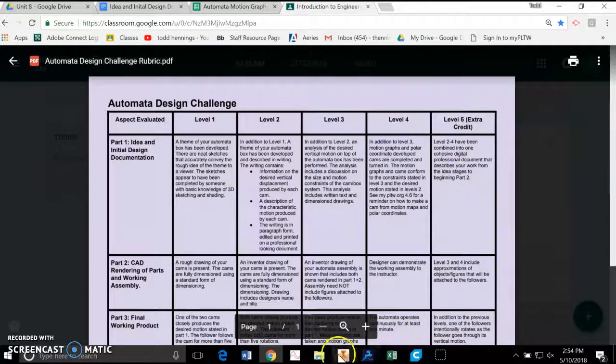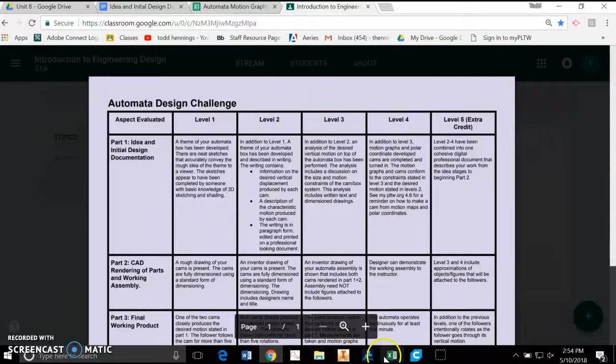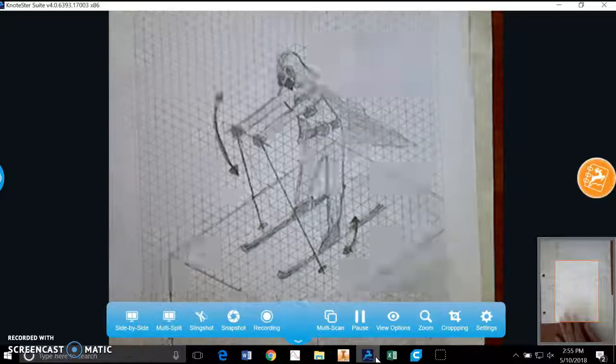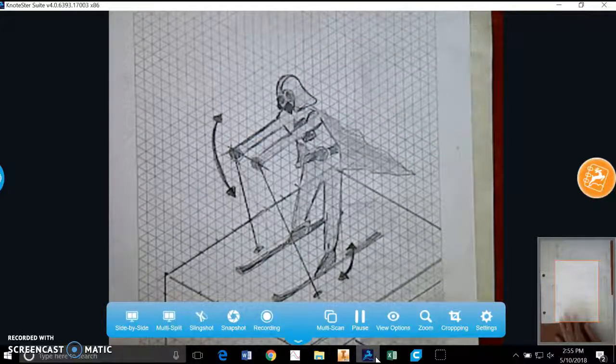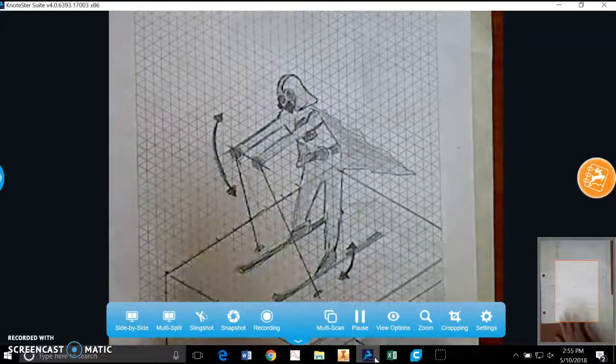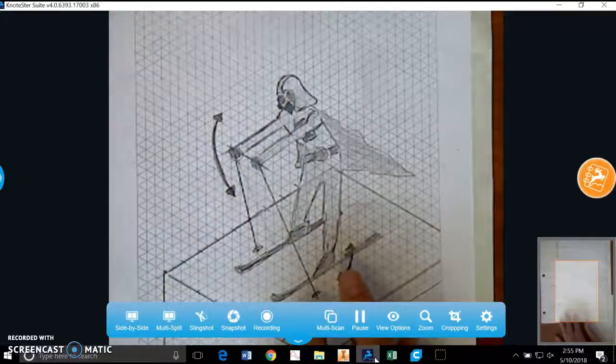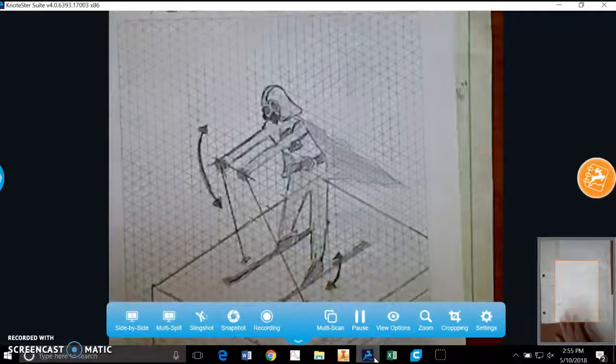So remember, the first thing we start off with is an idea. Mine was cross-country skiing, Darth Vader, and I've put a little bit on here. I put the motion: his arms and poles are going to move up higher, his heels are just going to move a little bit. So that's my idea, that's my theme.